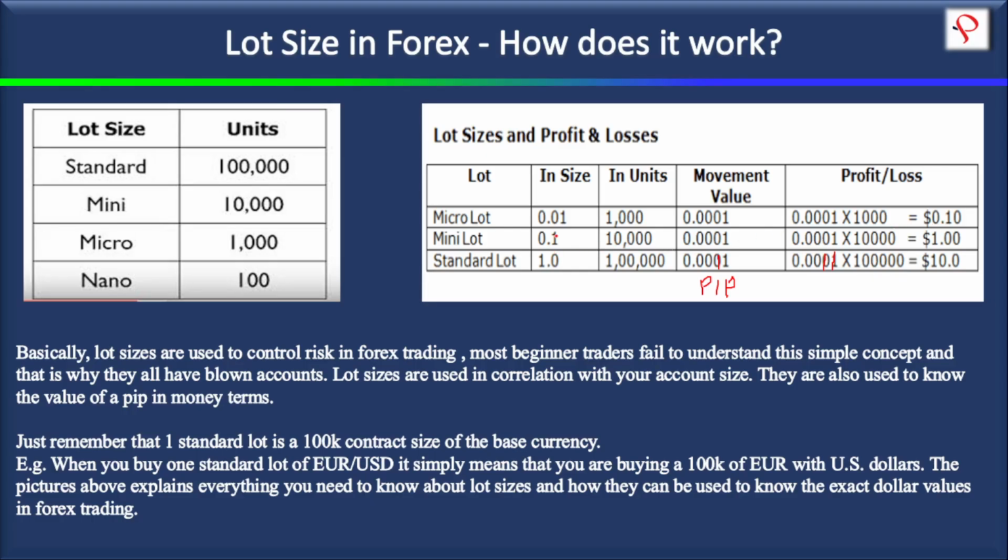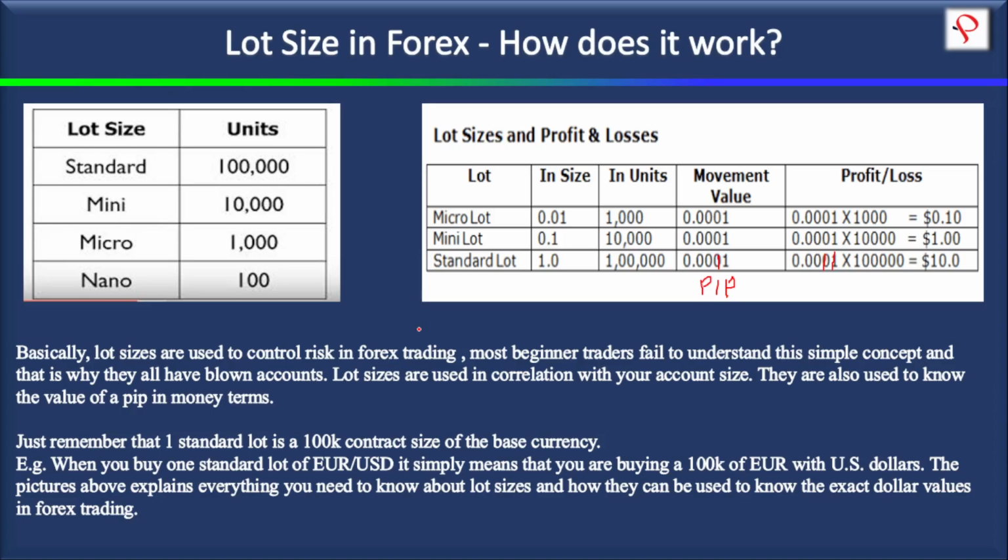All right, so let's just assume that you're trading with a mini lot size. This is how you do the same formula. You're going to multiply 0.0001 by 10,000. You know that the value is $1. Is that clear? So basically, lot sizes are used to control risk in forex trading.